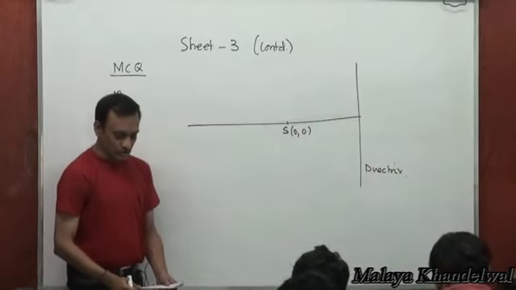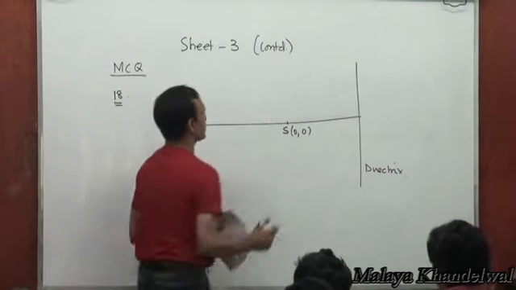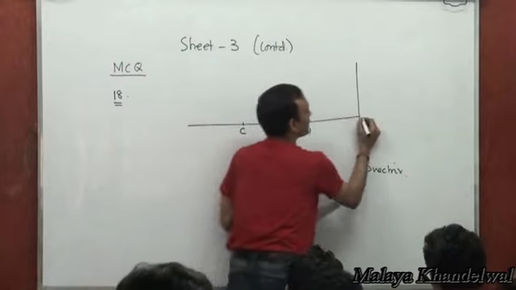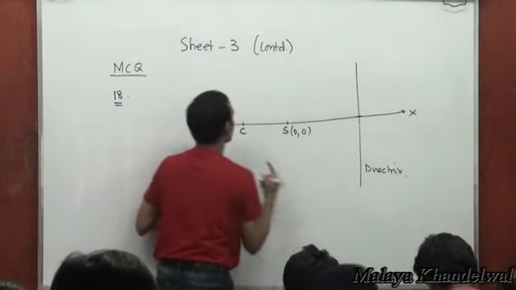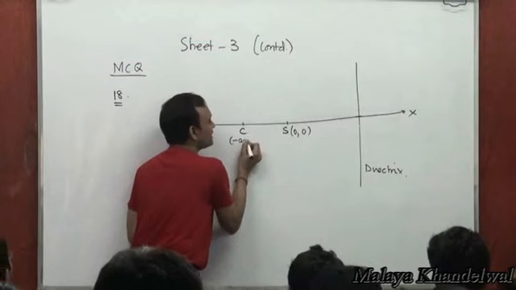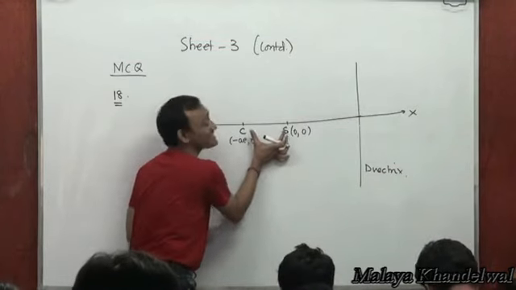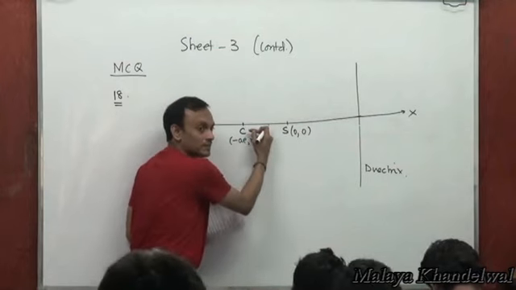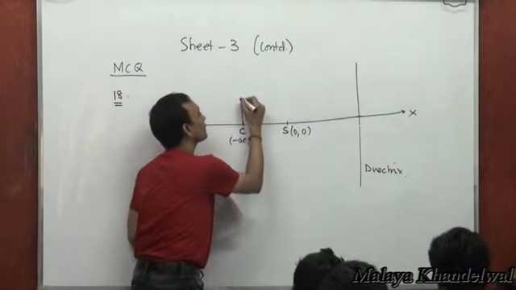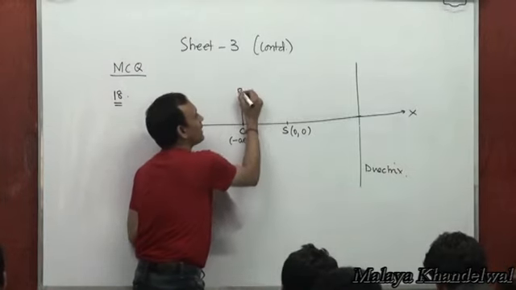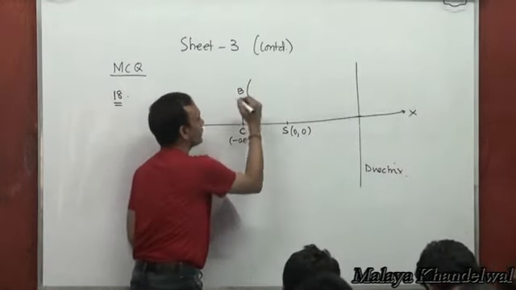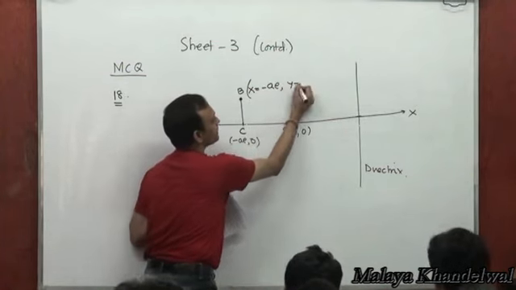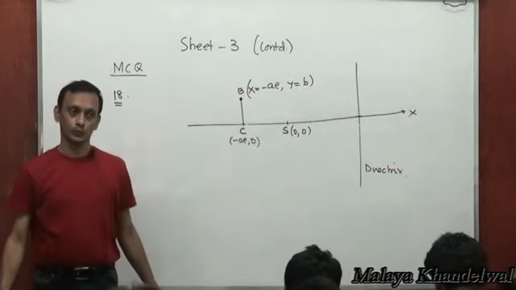The locus of the extremities of the minor axis. Okay. Now, if C is the center, and let's say this is the x-axis, then the center would be minus AE, 0, because this distance is AE. A is the semi-major axis, E is the eccentricity of the ellipse. So this would be minus AE. Then the end of the minor axis would lie here with x being minus AE and y being B. Yes or no?